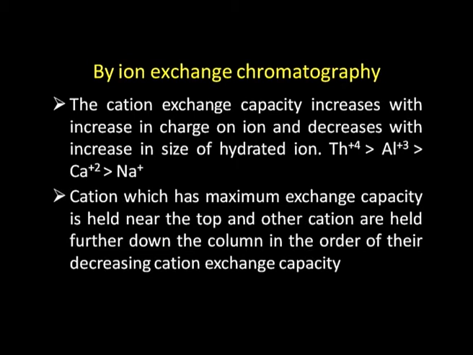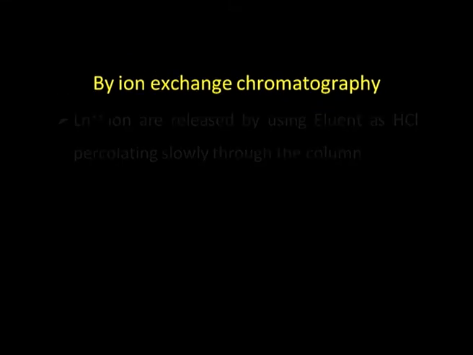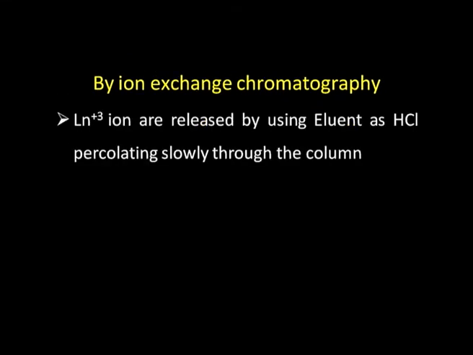The cation which has maximum exchange capacity is held near the top, and other cations are held further down the column in order of their decreasing cation exchange capacity. So, such type of separation is available in the column. The lanthanum +3 ions are released by using eluent as HCl percolating slowly through the column.